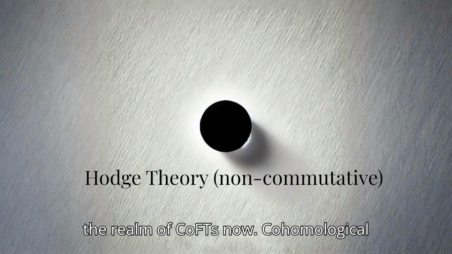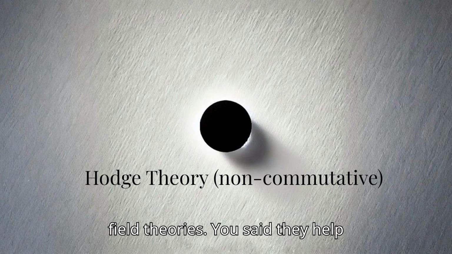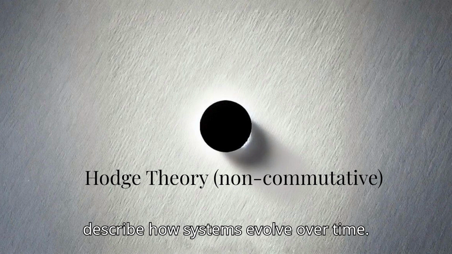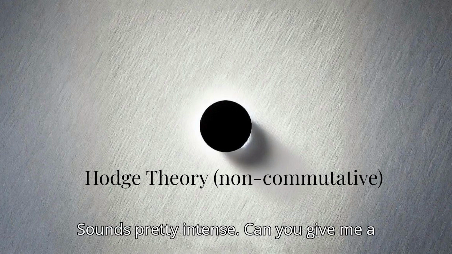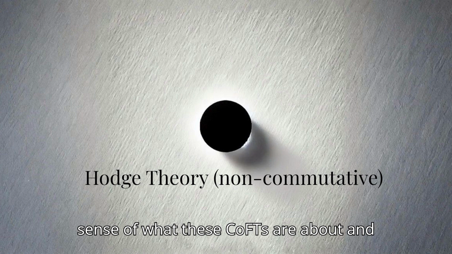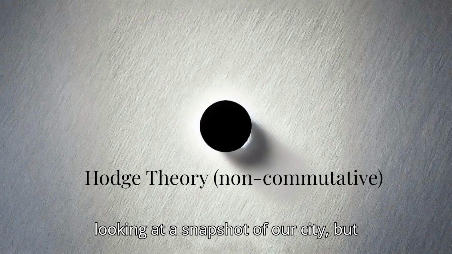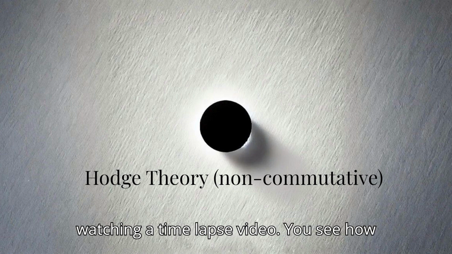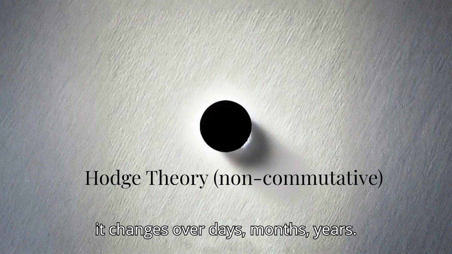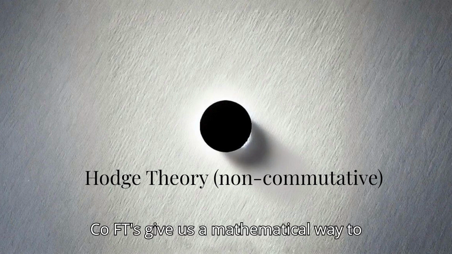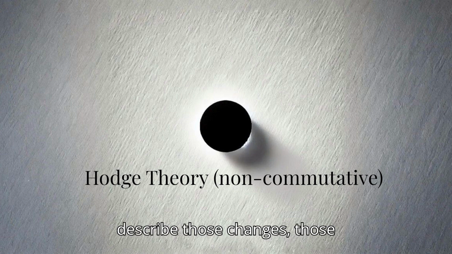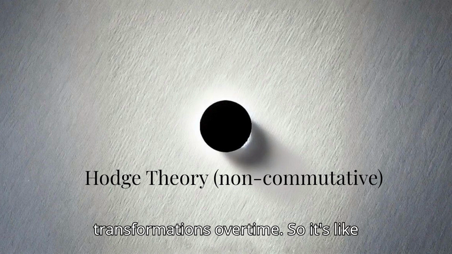Okay, so we're in the realm of CohFTs now, cohomological field theories. You said they help describe how systems evolve over time. Sounds pretty intense. Can you give me a sense of what these CohFTs are about and how they connect to NC Hodge structures? Imagine you're not just looking at a snapshot of our city, but watching a time-lapse video. You see how it changes over days, months, years. CohFTs give us a mathematical way to describe those changes, those transformations over time.